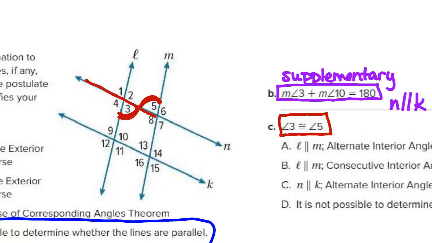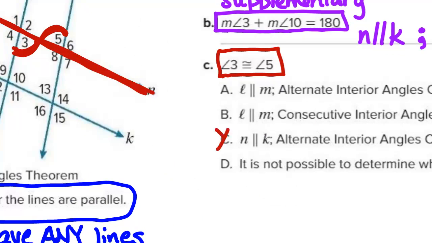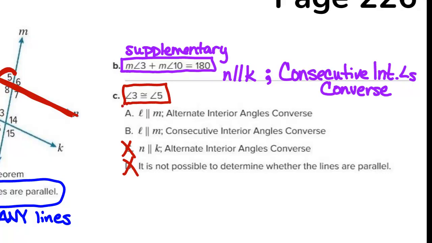N. So what would be the 2 lines that would have to be parallel then? L and M. So it can't be this one, and it's not going to be the bottom one because they have that transversal in common. What would we call this angle pair here? Alternate interior angles. So would this be A or B? A, the alternate interior angles theorem converse.